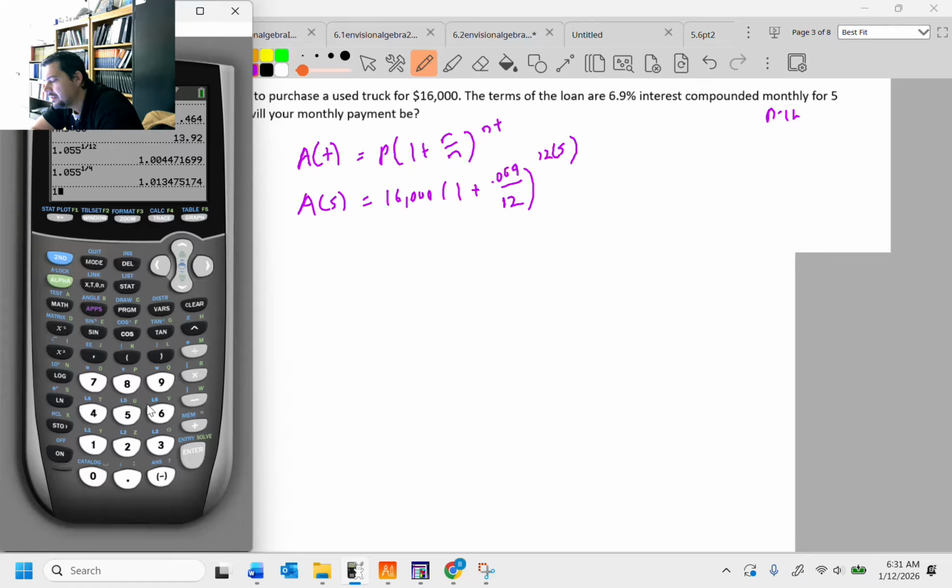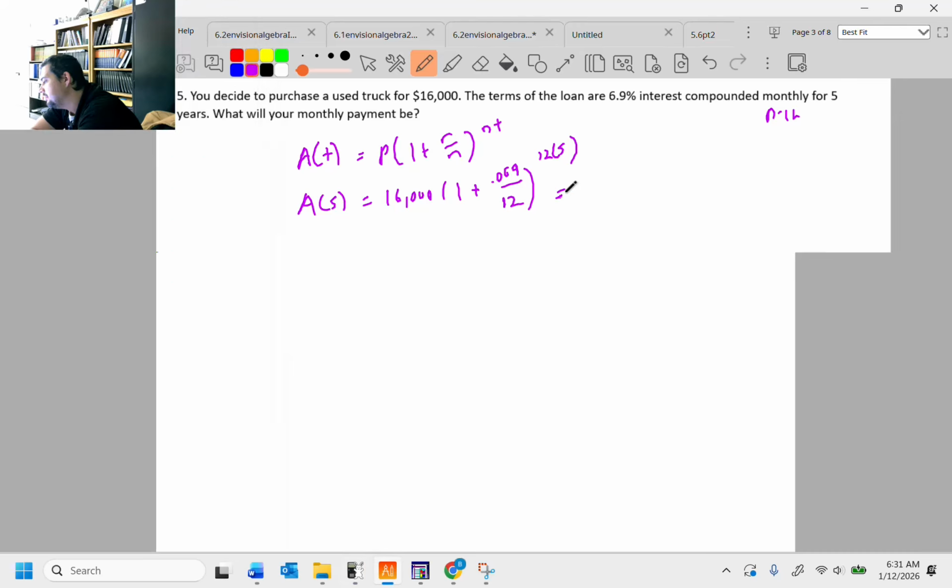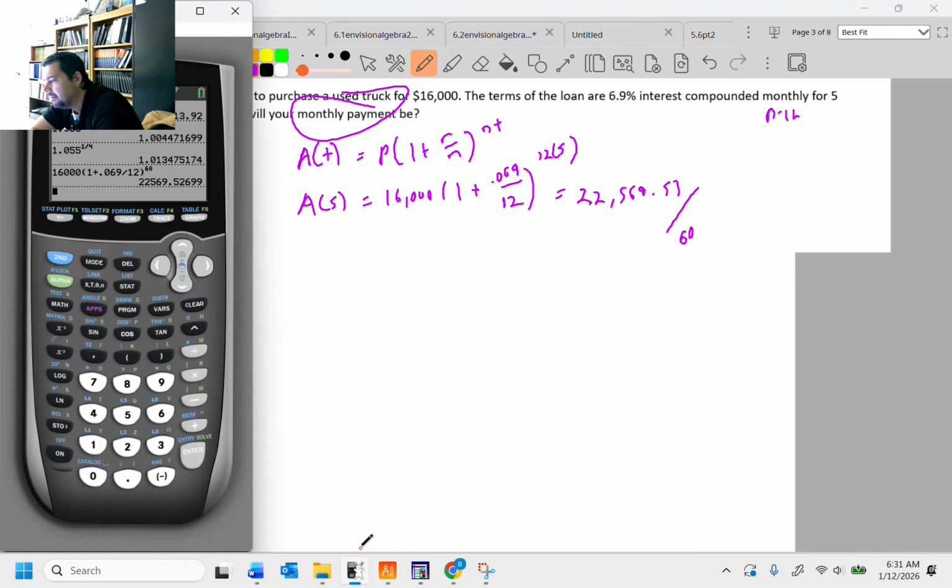So we got our 16,000 times 1 plus 0.069 sitting pretty over 12, and the exponent here was 5 times 12, which is 60. $22,569.53. Now, I want to know what my monthly payment is. Well, I'm going to divide that by 60 because there are 60 months, 5 times 12 again being 60, kids. And it's $376.16.